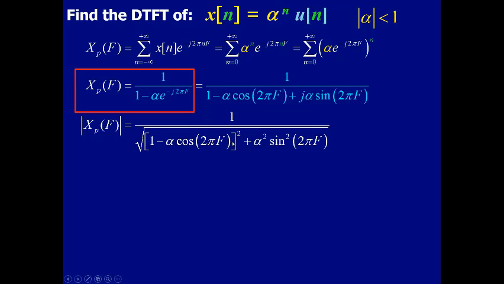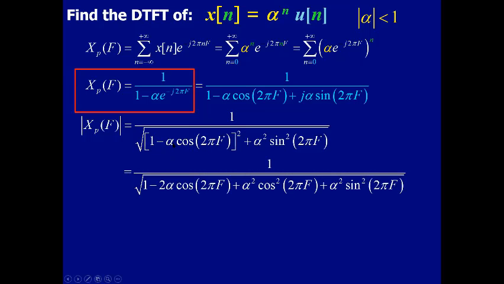If I FOIL out or square this polynomial here, I'm going to get the first term squared plus double the product of these two plus this term squared. And after I do that, I have parallel terms here, alpha squared cosine squared 2 pi f and alpha squared sine squared 2 pi f. So that's alpha squared times cosine squared plus sine squared, which is just 1, which leaves me behind just alpha squared. And take the square root of that, and we have a closed form expression as a function of frequency for the magnitude of x sub f.